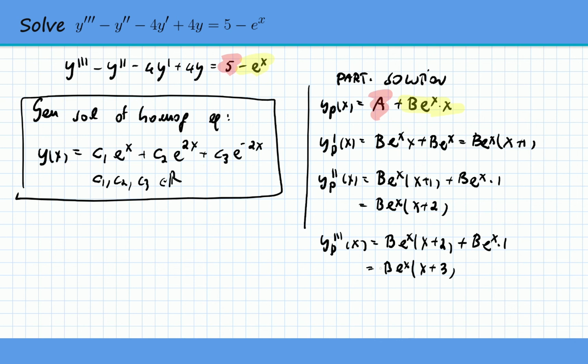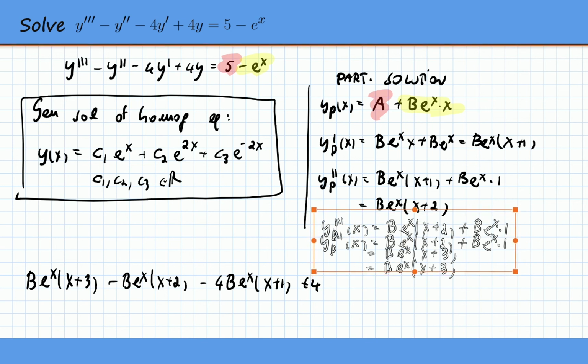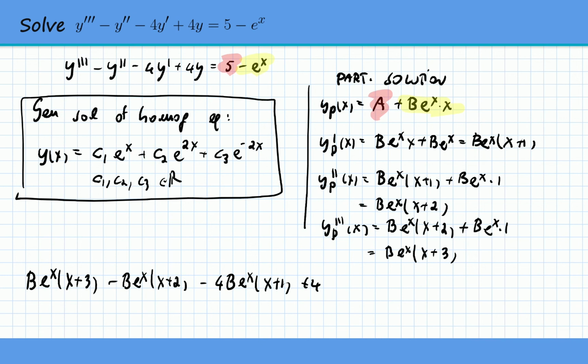So the equation is y triple prime, so this one, b e to the x times x plus 3, minus y double prime, so minus b e to the x times x plus 2, minus 4y prime, so minus 4 times b e to the x times x plus 1, plus 4y, so plus 4 times, now here I would open a parenthesis, but let me distribute right away, so 4a and plus 4b e to the x times x. All of this should equal 5 minus e to the x.